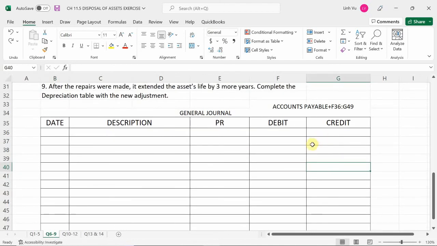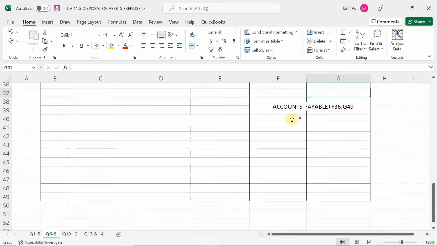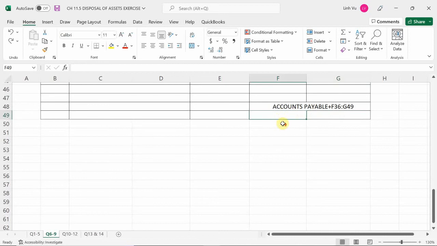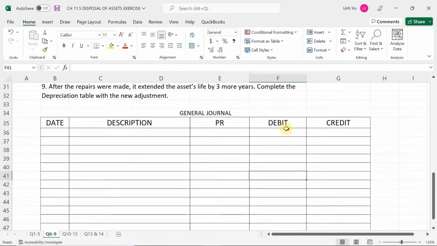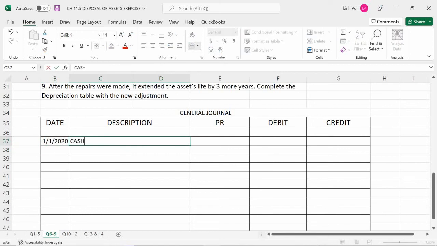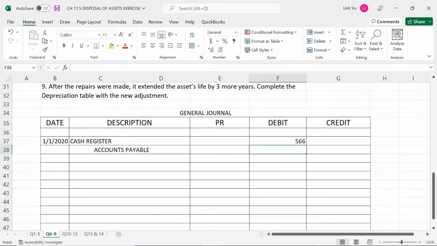What is going on? Oh my gosh, hold on. I erased everything. January 1st, 2020. We purchased a cash register, and it was on accounts payable for $566.